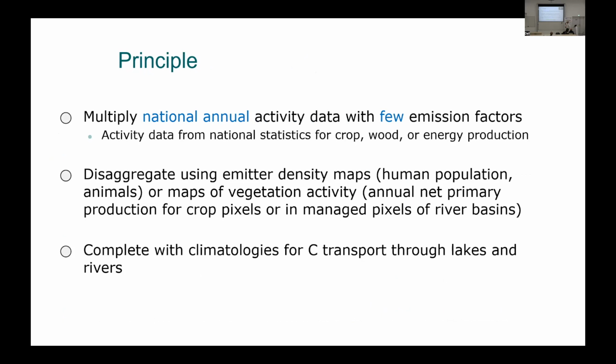We multiply national activity data with a few emission factors. The activity data come from national statistics for crop, wood, and energy production. And then once we have the national numbers, we disaggregate them using emitter density maps: human population, animals, or maps of vegetation activity, that's NPP, NPP in crop pixels or in managed pixels of river basins. And then we complete the lot with climatologies for carbon transport through lakes and rivers, so the input to the lakes and rivers and the emissions.